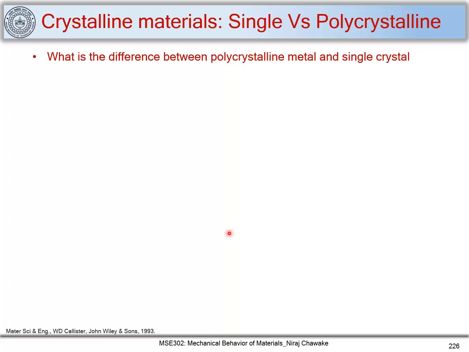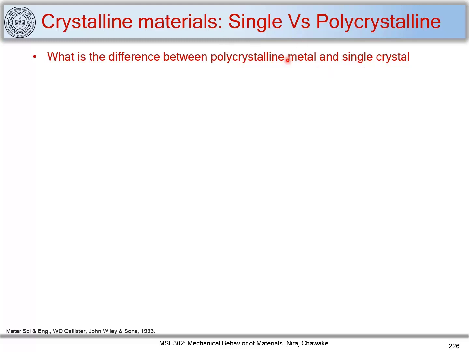In this part, we'll be looking at one of the important strengthening mechanisms in polycrystalline material, that is grain boundary strengthening. So before going into the grain boundary strengthening mechanism, let's get introduced to some of the terms. Let's say crystalline materials, we talk about single versus polycrystalline materials. So what is the difference between a polycrystalline metal and a single crystal?